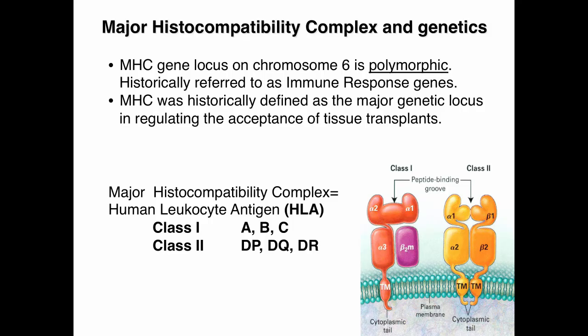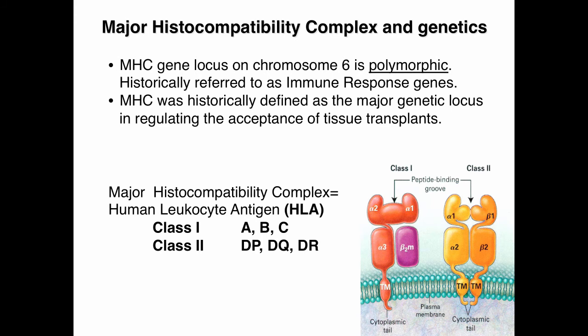Okay, so let's talk a little bit more about the MHC complex and genetics associated with the different variants of the MHC gene that we receive from our parents. And so one of the important things about MHC molecules is that they're very polymorphic, meaning that there are a lot of different variants of genes encoding the MHC genes in the population. And these different genes are historically referred to as immune response genes.